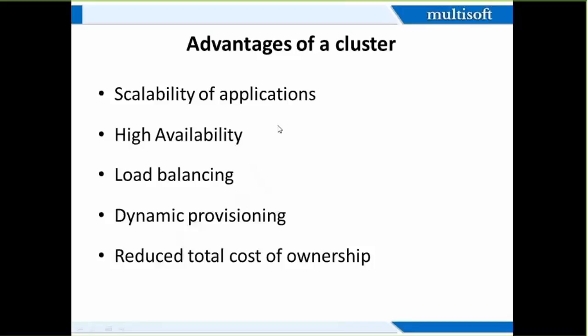Next is reduced cost of ownership. Suppose I did not have a cluster and I have an application with varying workload. Then we should have server capability to meet the peak load requirement. Suppose your peak load is there for only 10% of the whole time. That means I spent a lot on my server, but I am not able to use it 90% of the time.